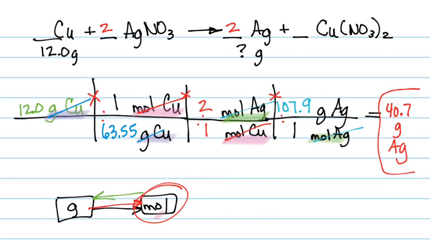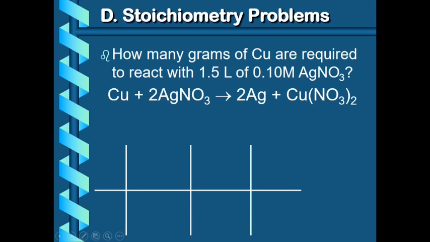Let's go do one more problem. We're going to deal with the same reaction. This time, how many grams of copper are required to react with 1.5 liters of 0.1 molar silver nitrate? So get that question written down and let's go work it out.